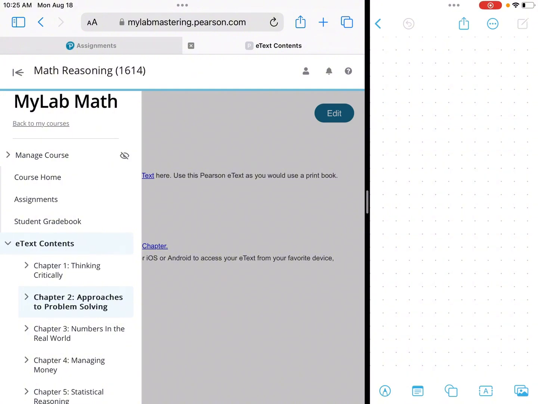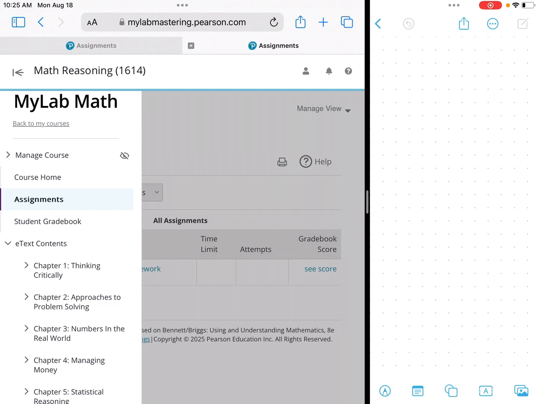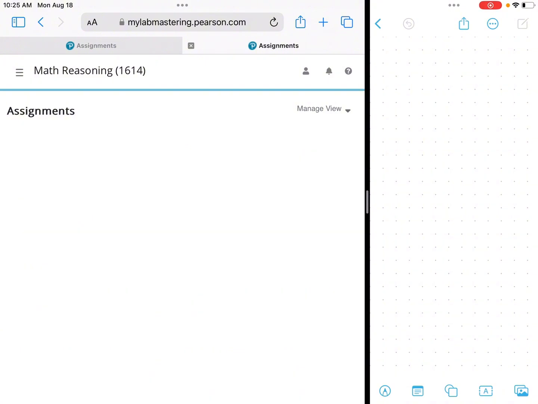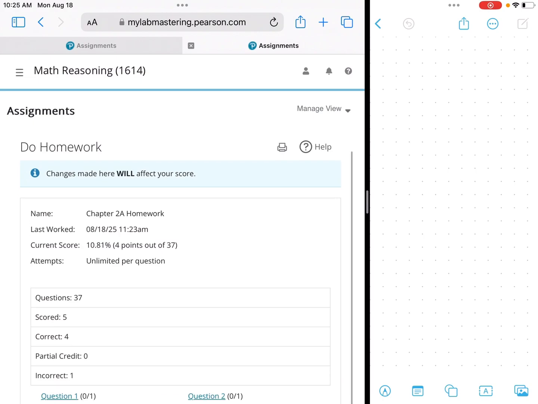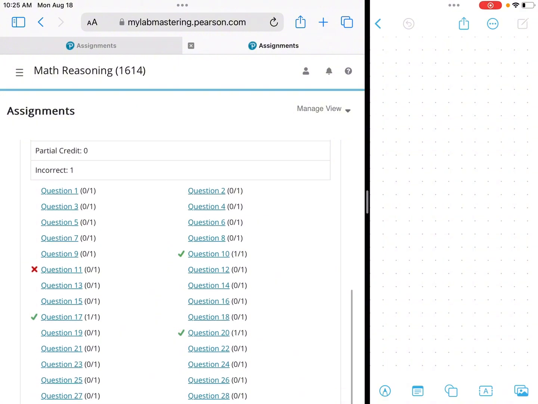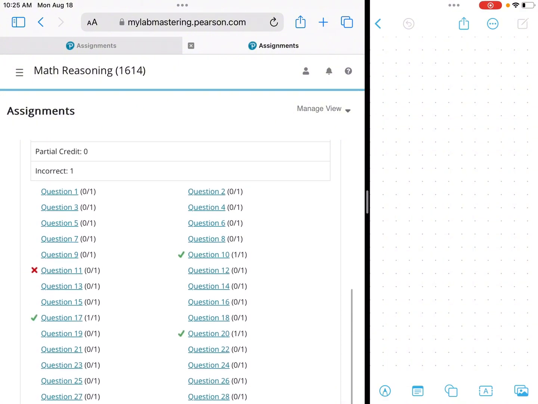Now the assignments I have for you guys will be under this button right here. And I have one up at the moment when I'm recording this video. 2A homework. Okay, so this is what I have assigned for you. If you click on that, you'll see that we have 37 questions on this homework, which won't take very long. A lot of these questions are pretty short, but you will need a calculator and some paper, and you'll have to write down some things to get the answer.